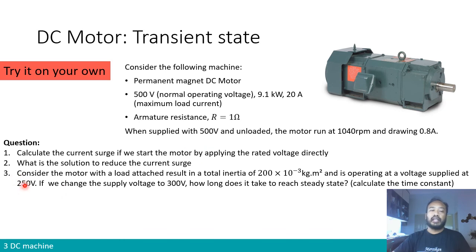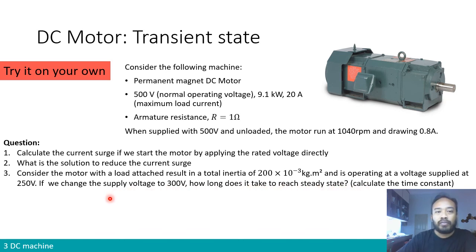And then finally, consider the motor with a load attached, resulting in a total inertia of 200 millikilogram meter square, operating at a supplied voltage of 250 volts. Imagine the machine is operating at 250 volts in steady state. Then suddenly we change the supply voltage from 250 volts to 300 volts. How long does it take to reach the new steady state? This question basically asks you to calculate the time constant tau.